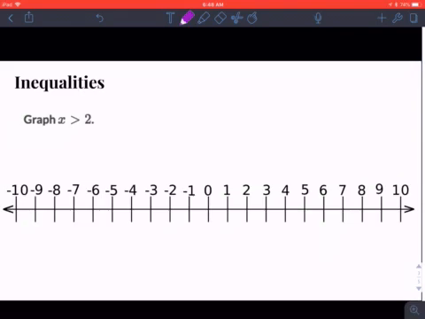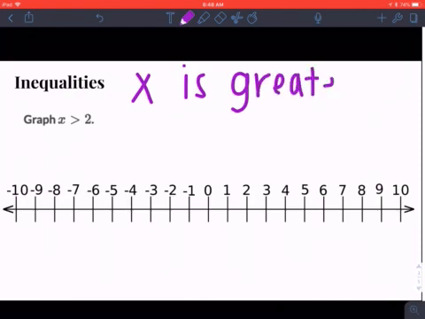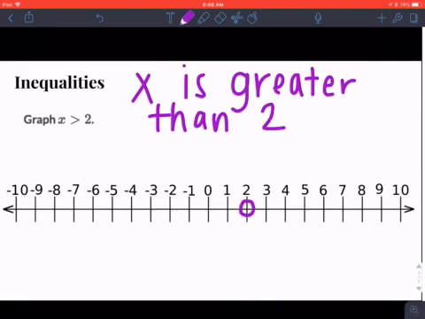All right, graph x is greater than 2. X is greater than 2. So I'm putting my boundary point on 2, and notice that I am not filling it in this time. If you have a greater than symbol, it is an open dot, an open boundary point. So x is greater than 2. I'm going to point my arrow to all the numbers that are greater than 2.